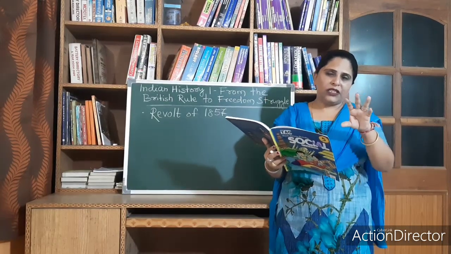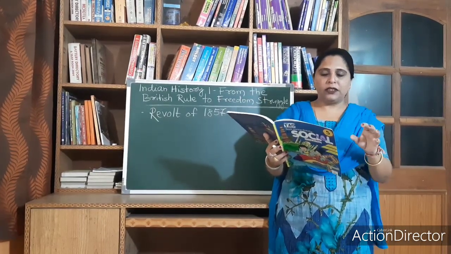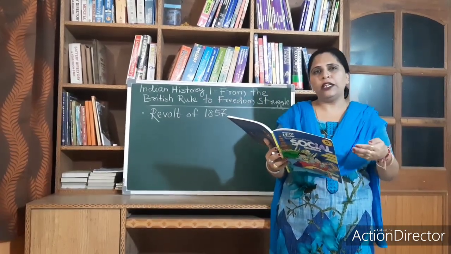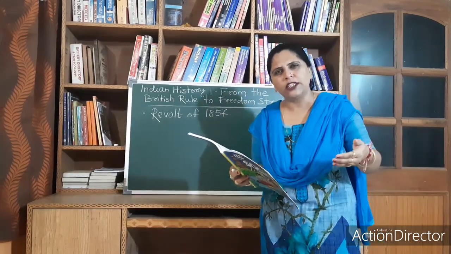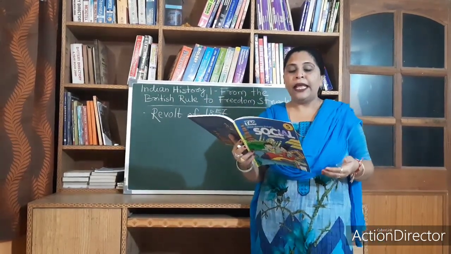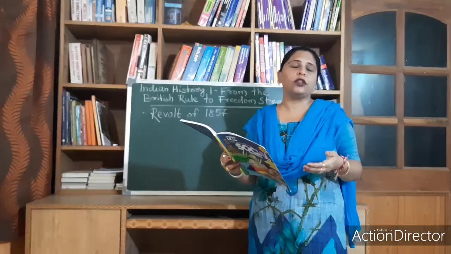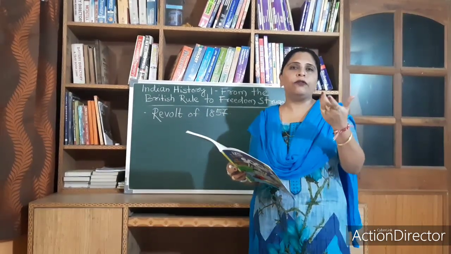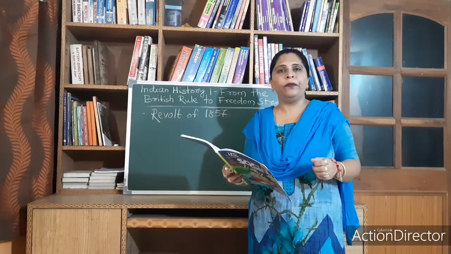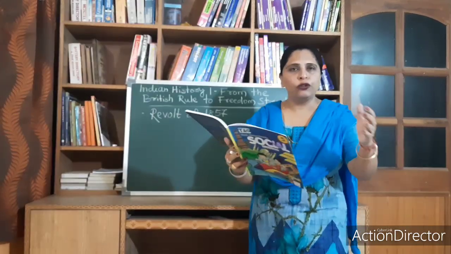Next, the main cause of the first struggle of Indian independence was the introduction of the Enfield rifle. Now, it is a bit of story time. How did everything erupt? Just listen to the sequence. The newly invented Enfield rifle was introduced in India.